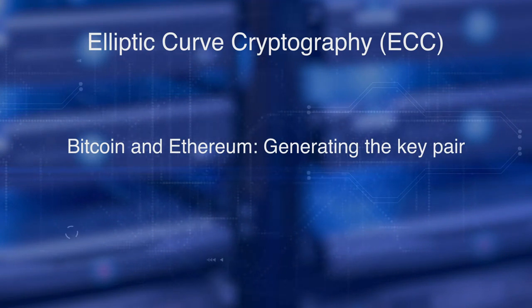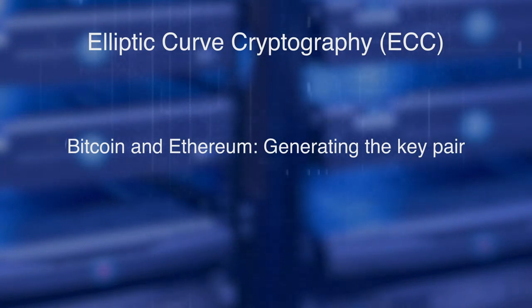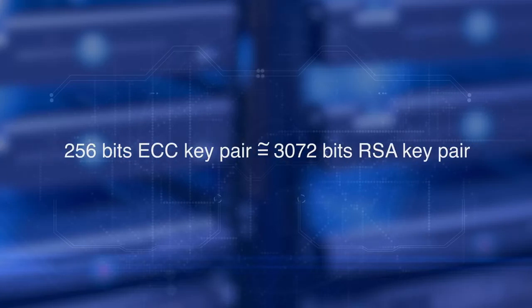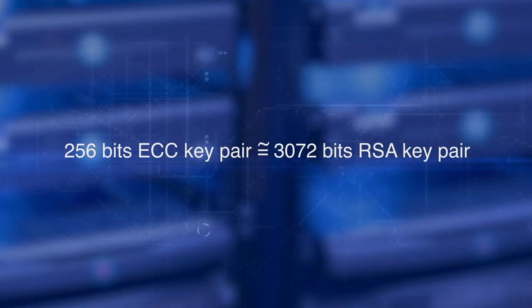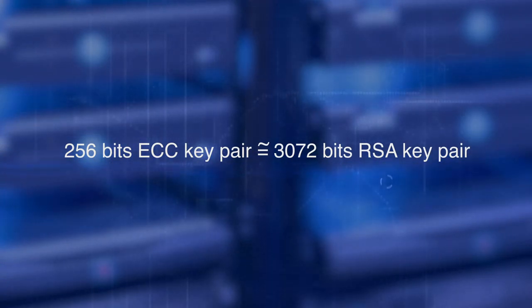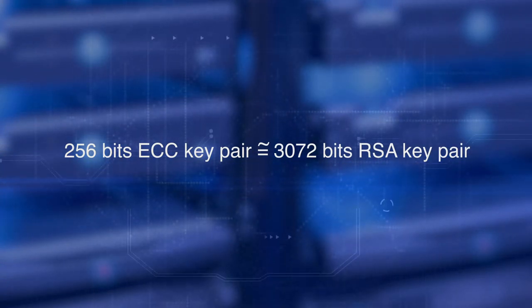ECC is stronger than RSA for a given number of bits. Did you know that 256-bit ECC key pair is equivalent in strength to about 3072 bits of RSA key pair? Both Bitcoin and Ethereum use ECC-based algorithms for their encryption needs.